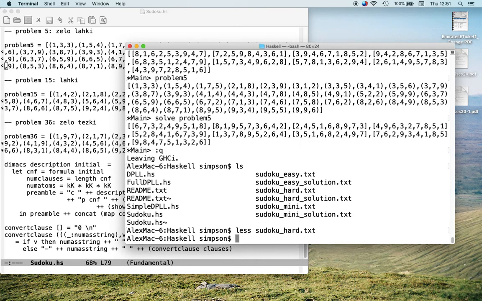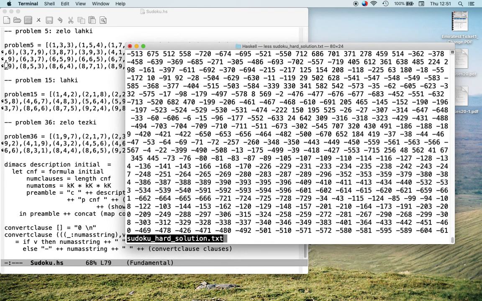One other thing I want to show you is how the solution is represented in the format that's required of the homework. So let's again look at sudoku hard, but I've got the solution in another text file, and we see the solution is in just some arbitrary order, just a list of numbers and negated numbers. And this says variable 513 is false, variable 675 is true, variable 512 is true, variable 558 is true, variable 720 is false, and so on.